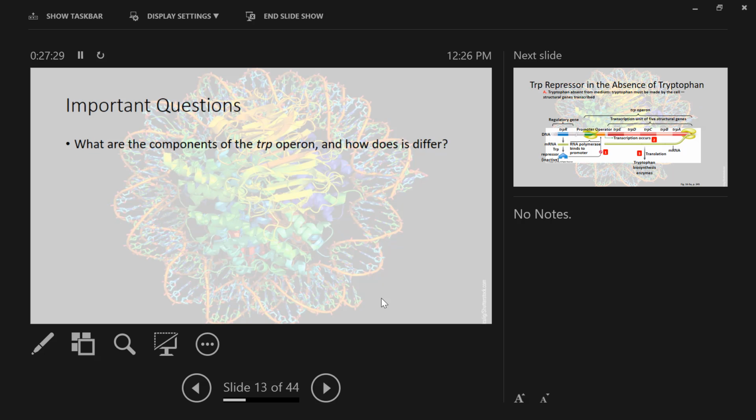All right. So the next question. What are the components of the trp operon, and how does it differ? So what did we call the lactose operon? What type of operon is it? The lac operon, I called an inducible operon because its default position is off. The trp operon is called a repressible operon because its default position is on.